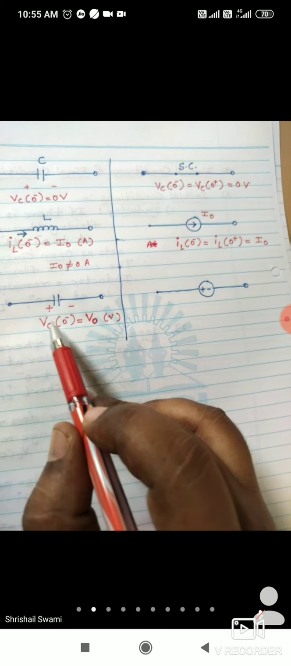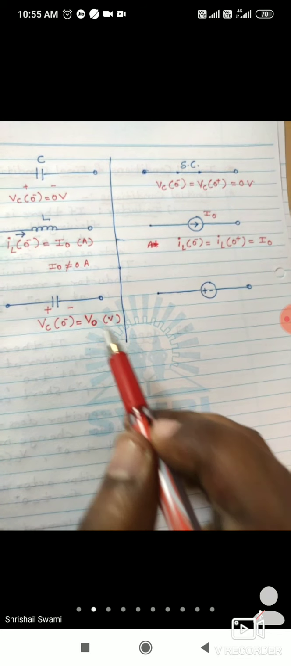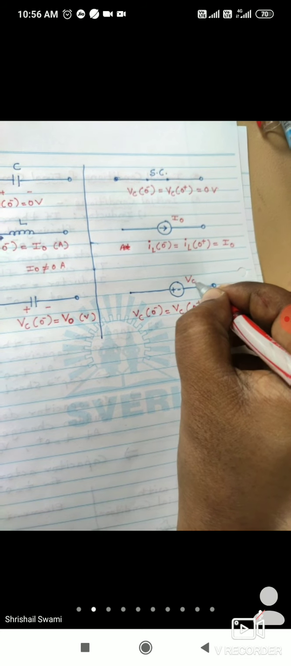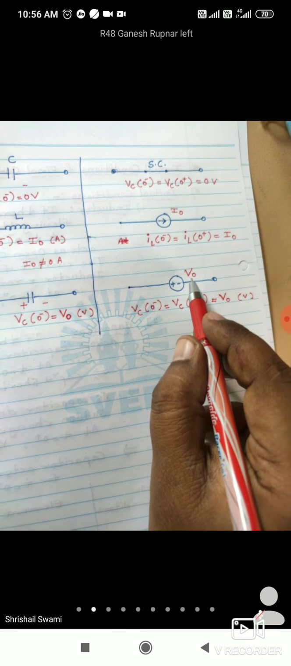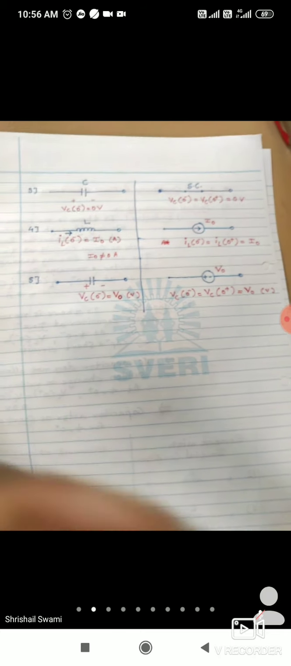So if the capacitor has an initial voltage V0 across it, then at t is equal to 0 plus it acts as a voltage source, that is Vc of 0 minus is equal to Vc of 0 plus is equal to V0, the unit is volt. So the value of the voltage source is the same as the initial value, that is V0. So this is the initial condition. This table you have to understand. If anyone has a doubt, please ask.